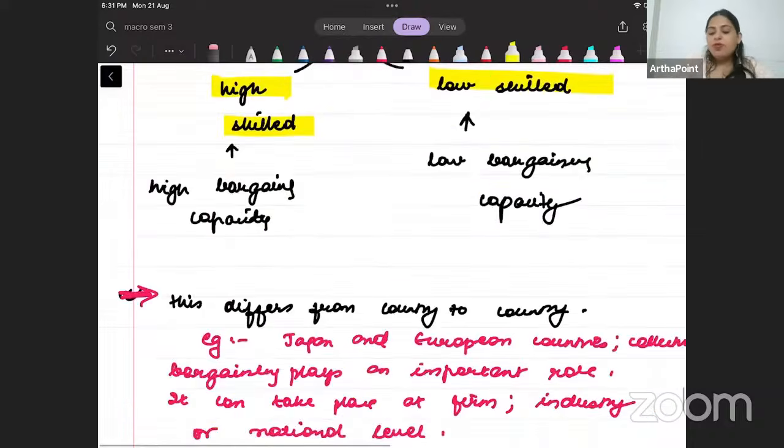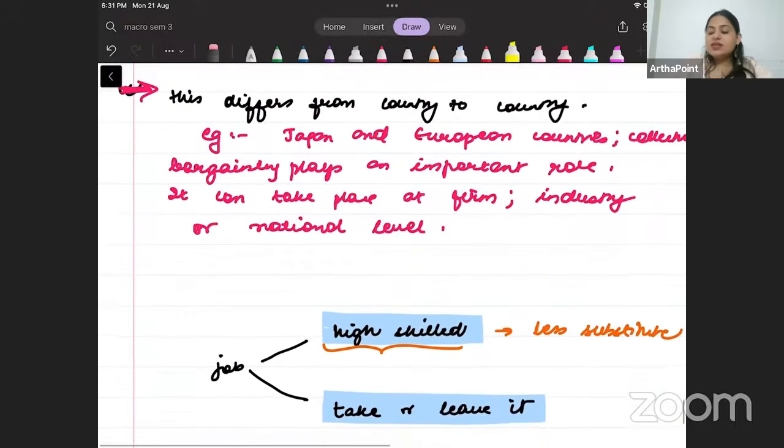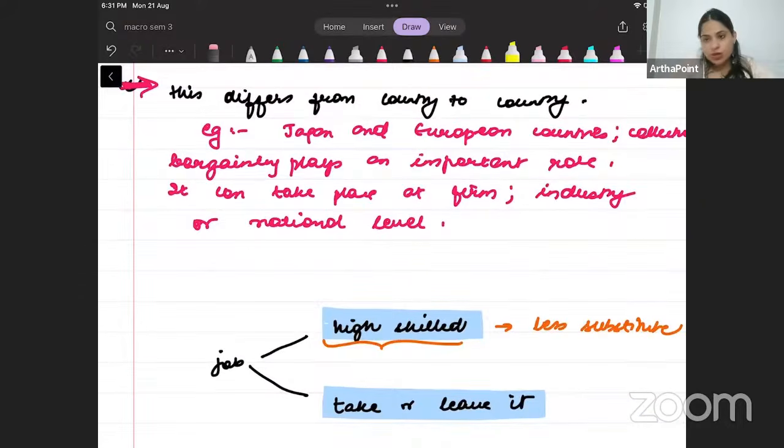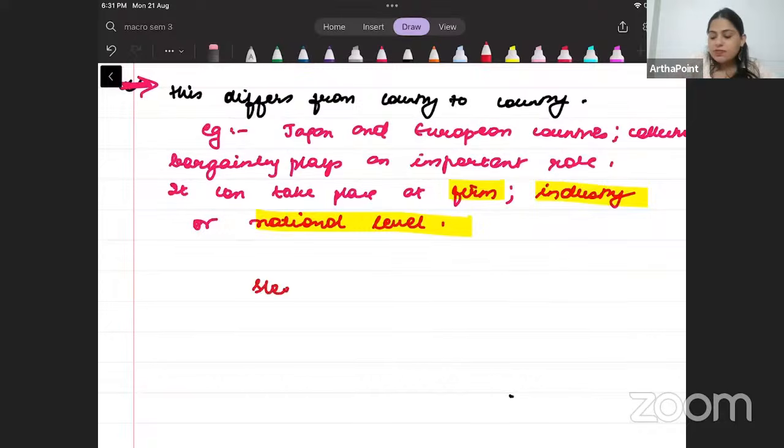ठीक है, अब हम लोग कंट्री के बारे में बोल रहे हैं. So as I said, this differs from country to country. Now, इधर भी एक important part है. तो मैंने यहाँ पे लिखा that you can bargain at firm level, industry level और national level. ठीक है, just take an example. Just for example, let's say that in steel industry, first समझ लो, then I will make you write that.